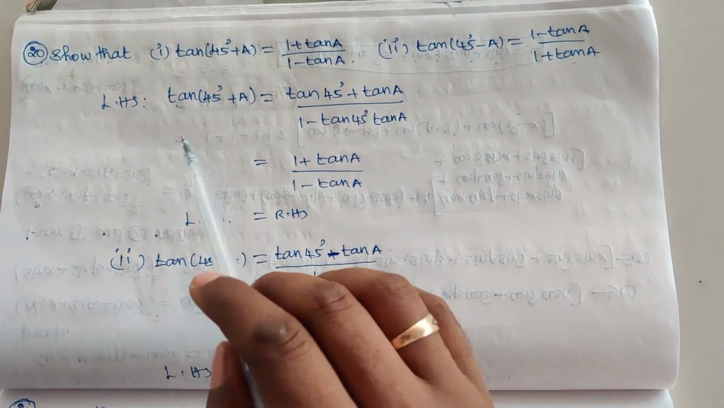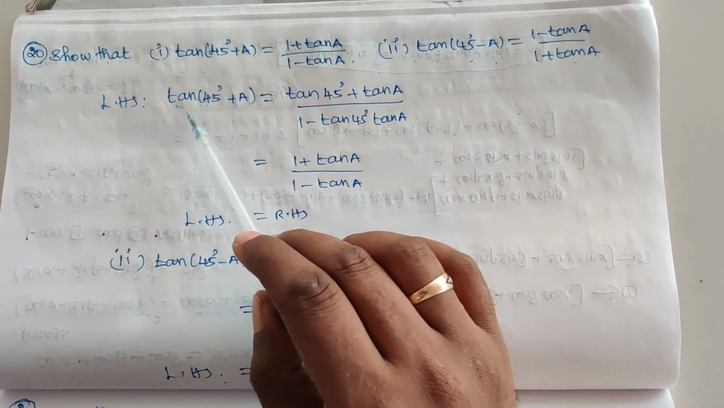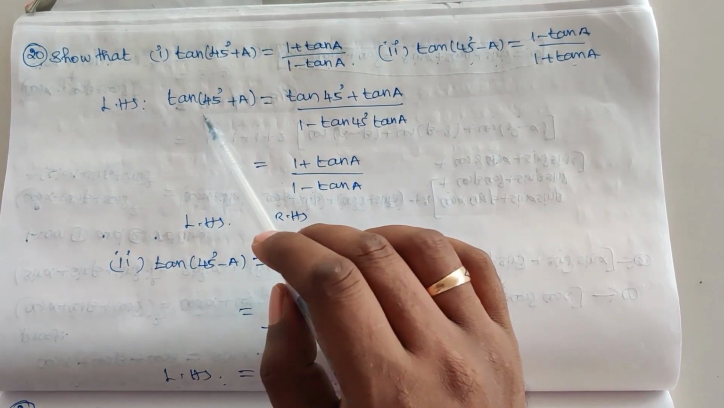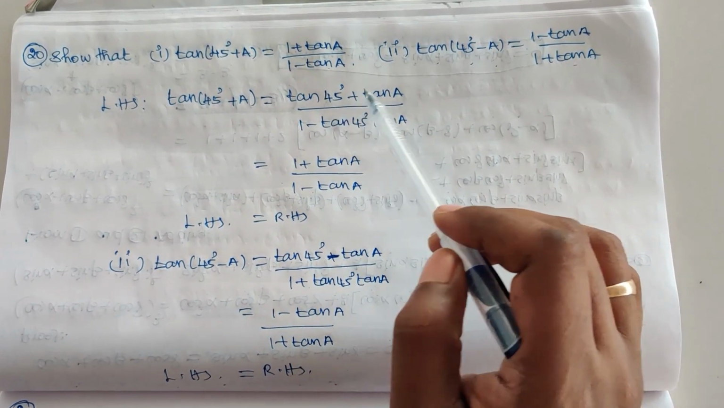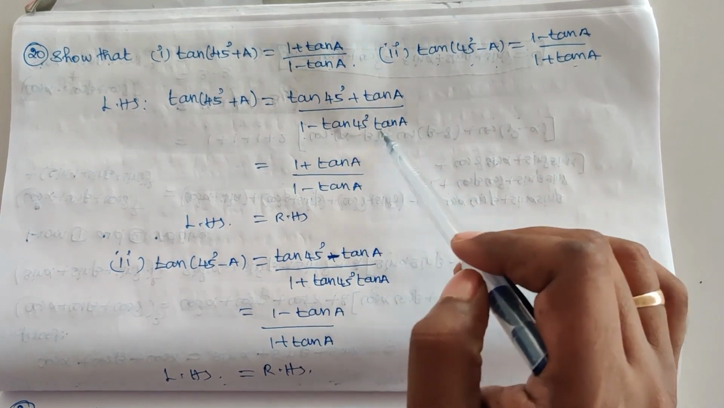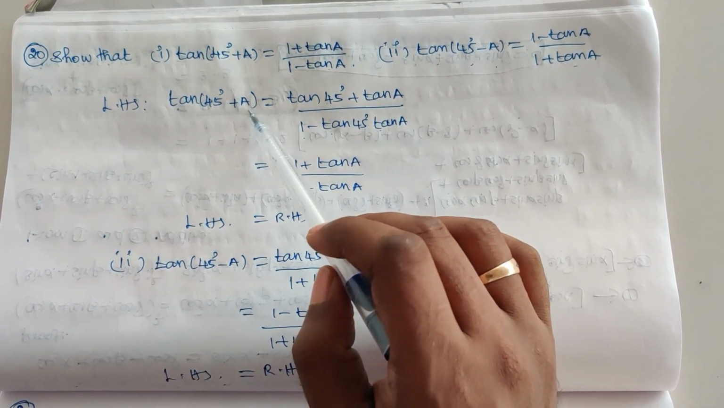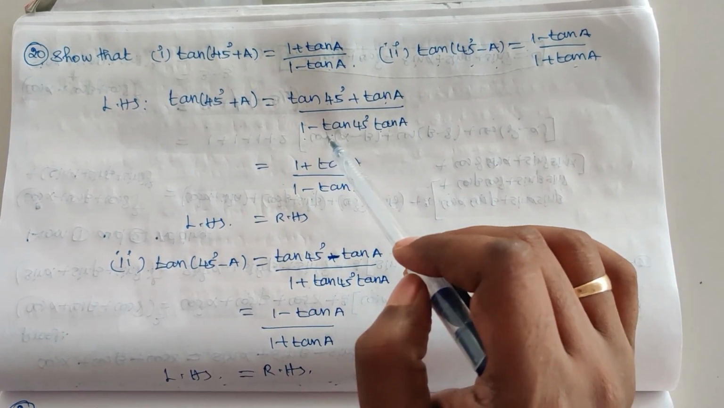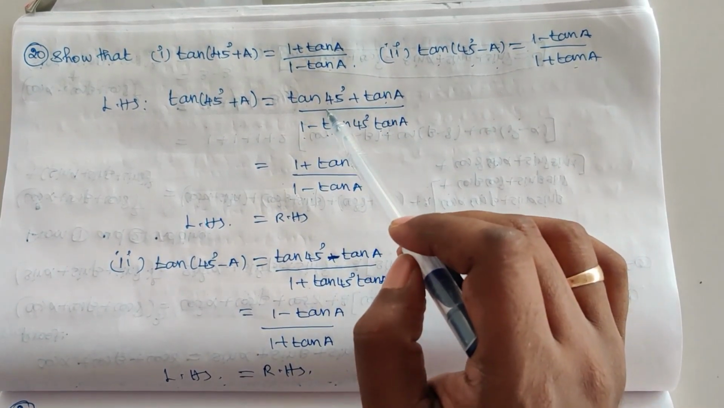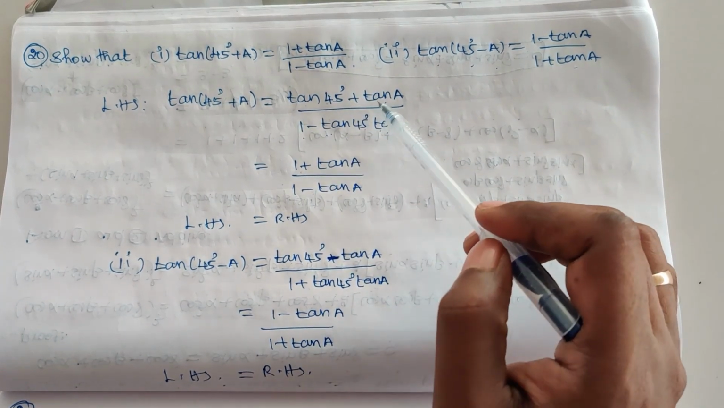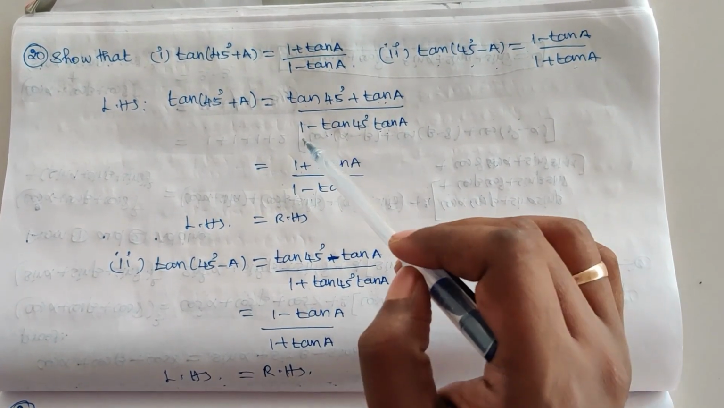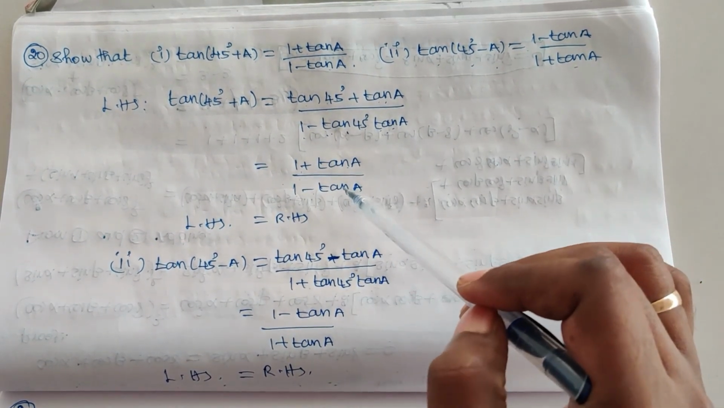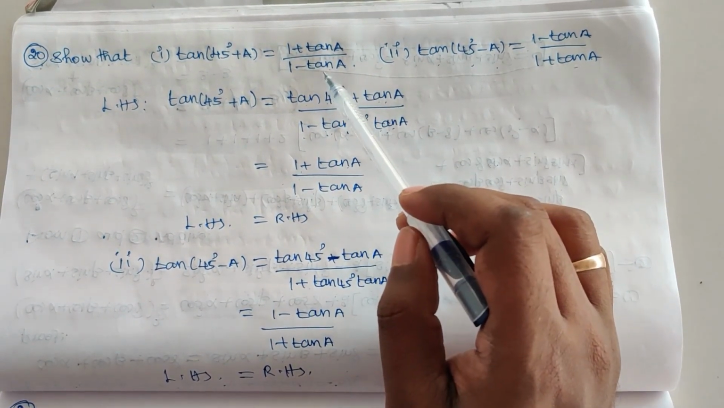So first I am going to take the first subdivision LHS, tan(45 plus a). This is in the form of tan(a plus b). The formula is (tan a plus tan b) divided by (1 minus tan a tan b). Here a is equal to 45 and b is equal to a. So (tan 45 plus tan a) divided by (1 minus tan 45 tan a). We already know the tan 45 value is 1, so (1 plus tan a) divided by (1 minus 1 into tan a). So (1 plus tan a) by (1 minus tan a). So that is our proof in the first subdivision.